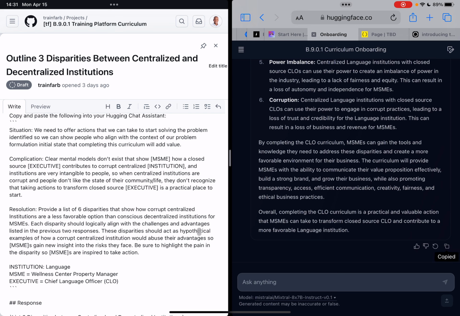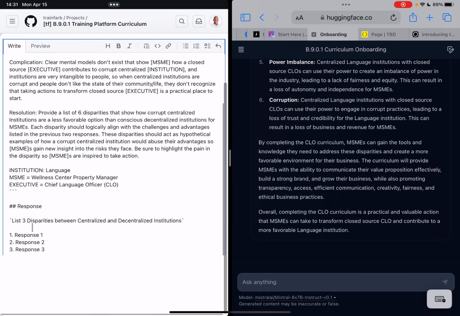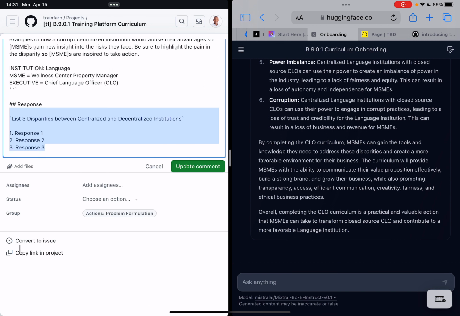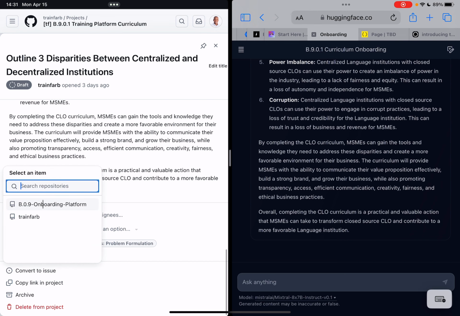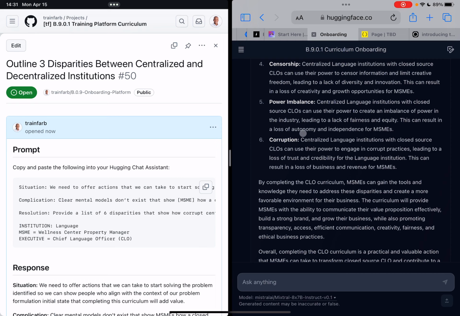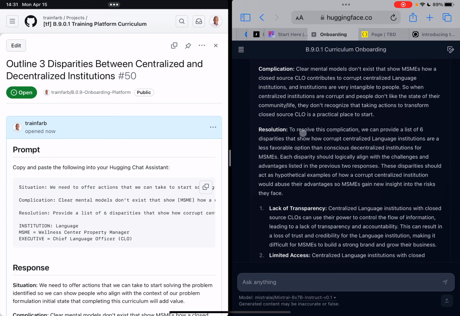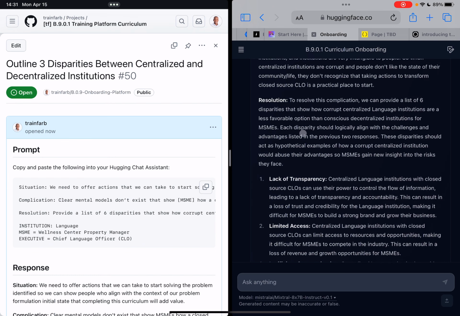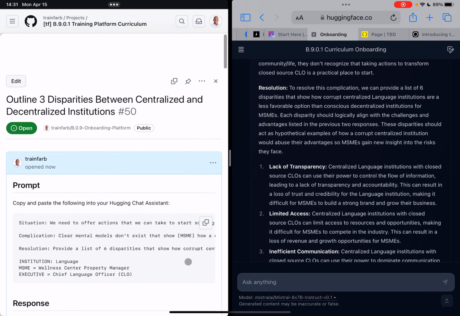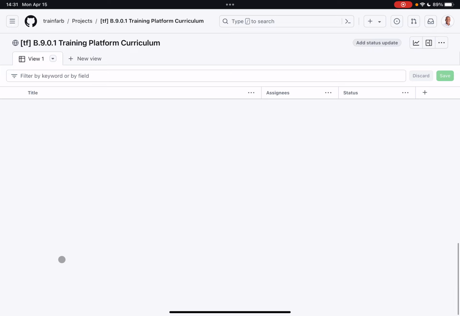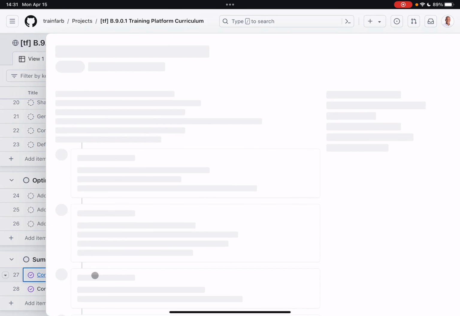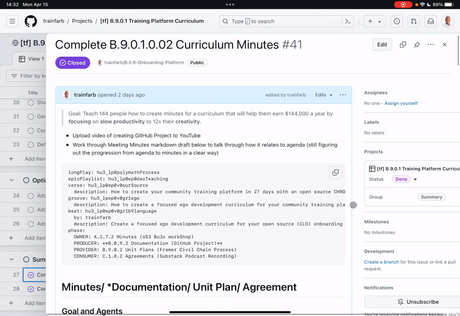Not the best response here. How do I want to go about this? Thinking about how I want to incorporate this into the meeting minutes. Actually, I think I'll just do the same as I did yesterday. I want to paste this in here to the meeting minutes. Don't even question it, just paste this disparity into the meeting minutes for the problem formulation.